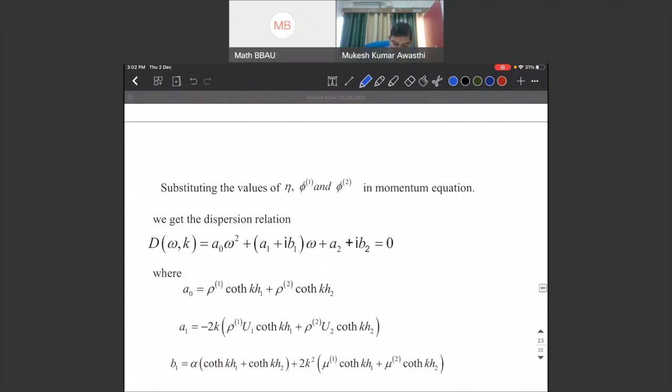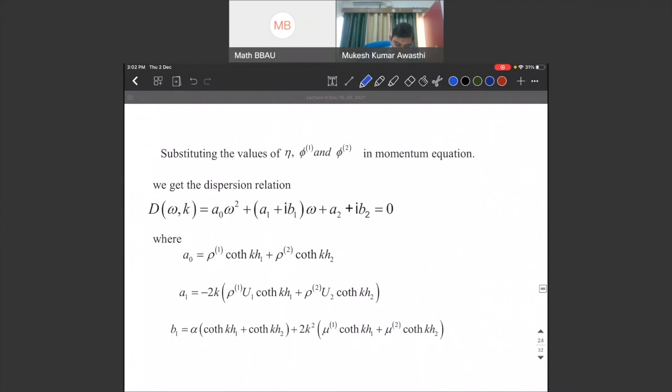Now after getting eta, phi 1 and phi 2, we will put those values in this pressure balance equation, and we'll get a dispersion relation in terms of omega, called the growth rate, and c. This is again a second order polynomial but containing five constants. It is not exactly the same as in the Rayleigh-Taylor instability, where we got only three constants.